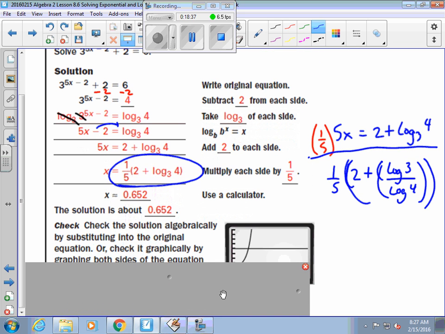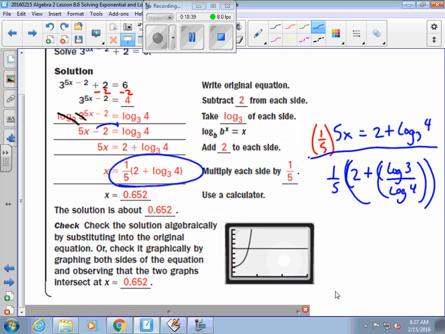So the solution is about 0.652. Check it algebraically by substituting into the original equation, or you can check it graphically if you have a graphing calculator by graphing both sides of the equation, observing that the two graphs intersect at approximately 0.652. We'll talk more about that as we need that. Just focus on the algebraic part, not so much the graphic part.